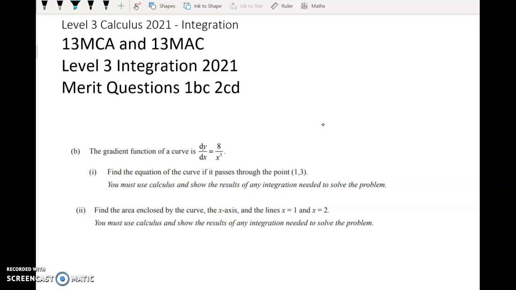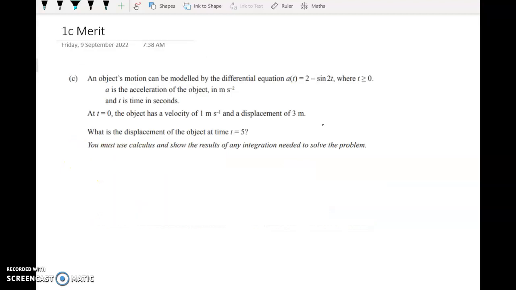So 1b is one where we're given the gradient function of a curve and it goes through a point, and we have to find, first of all, the equation of the curve. Now, I think that this part here is just the achieved part of the question, and then in the next part, we have to find the area enclosed by the curve. So that's the curve that we've just found up here, the x-axis and these 2 lines. There's something you just have to watch out for in that question that I want you to have a think about. Then 1c is a kinematics question.